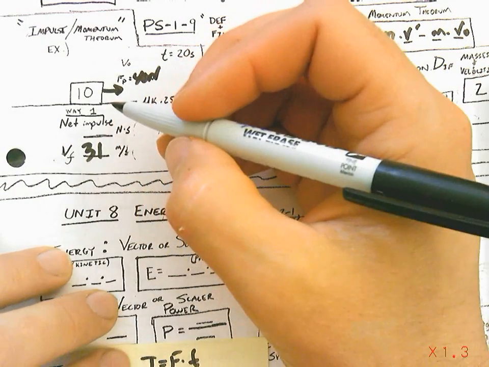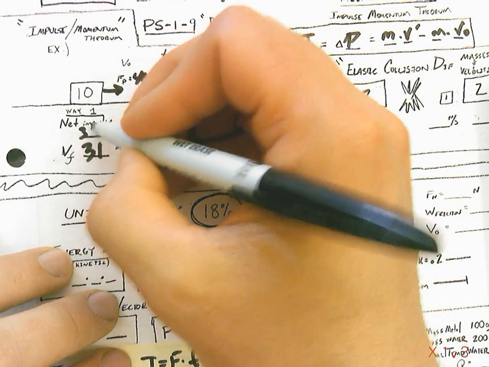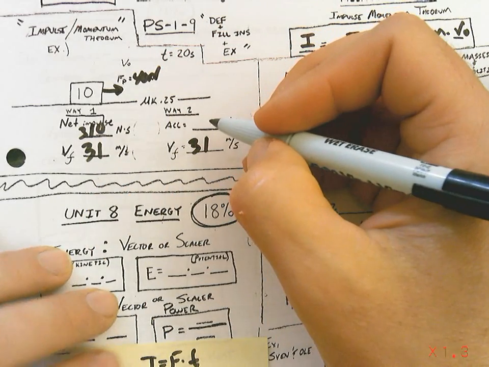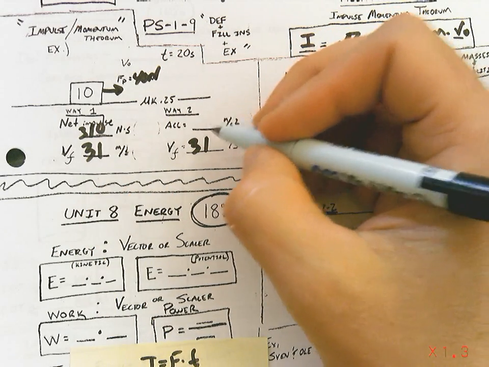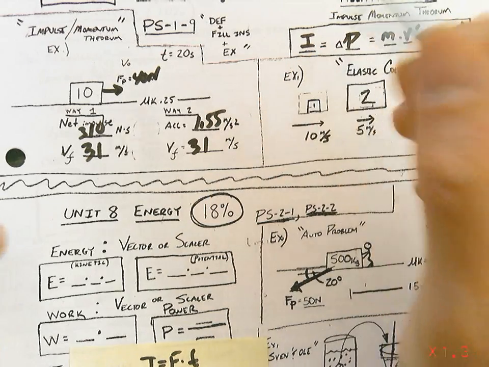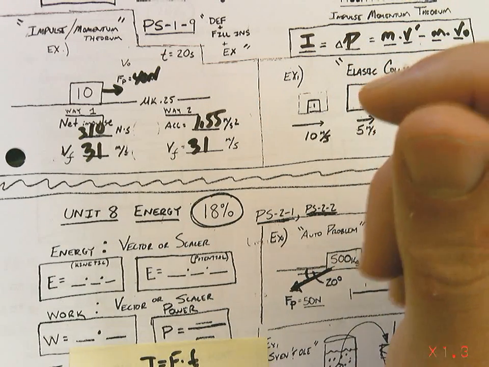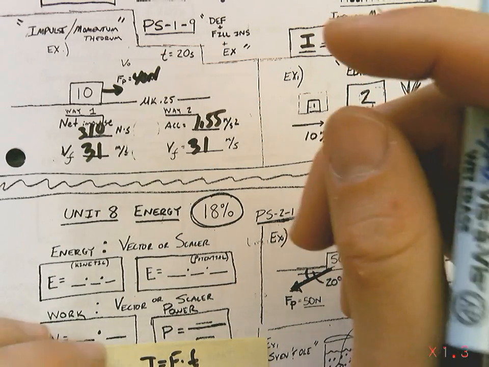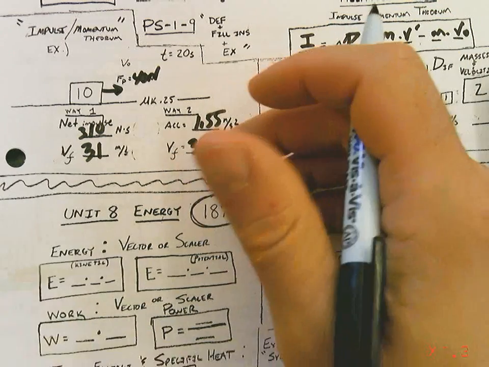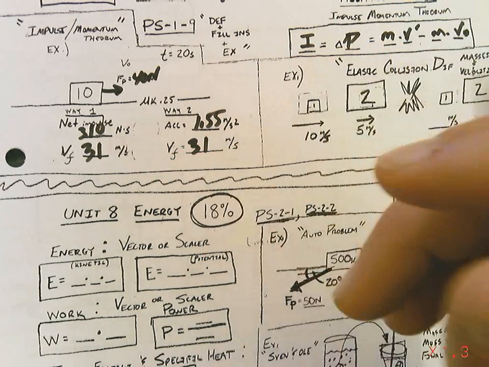The net impulse, the sum of the impulses, was 310 before we divided by 10. And the acceleration we got from the magic physics formula was 1.55. And it was positive because we were speeding up. We started at rest. Alright, so that's that one.